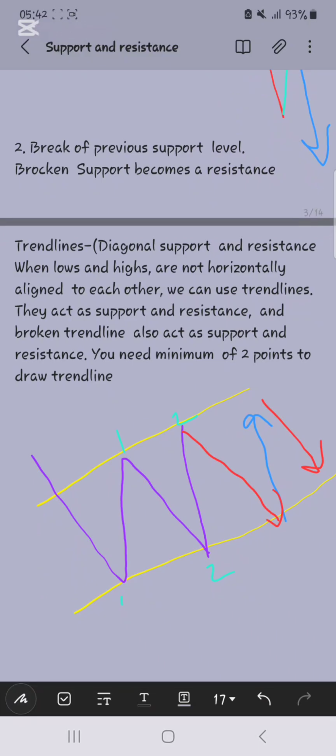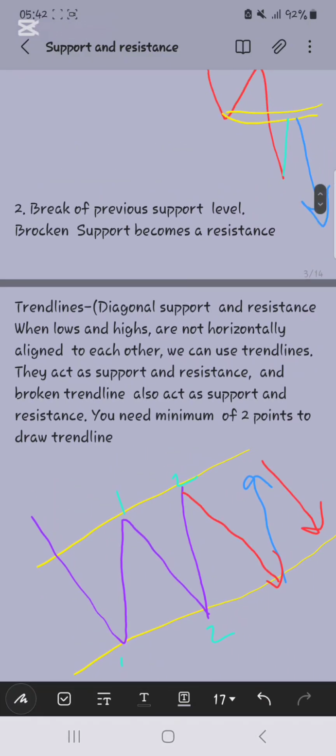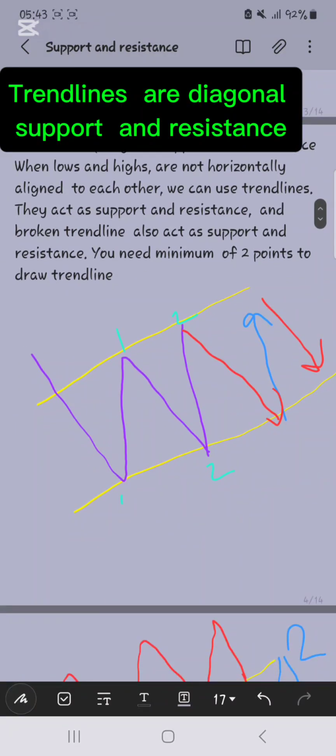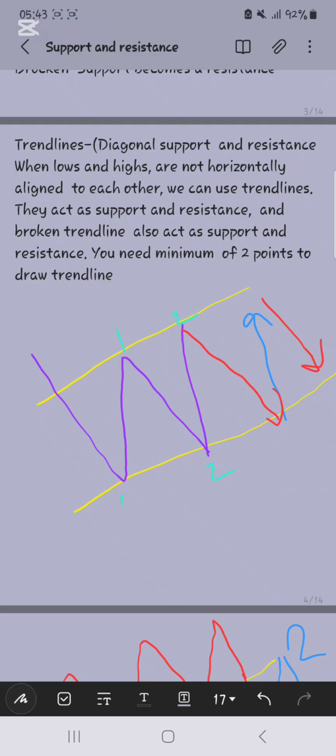But of course, support and resistance isn't enough to trade the market. You won't get as many entries as you'd want, and you won't be able to confirm some things. That's when trend lines come into play. Trend lines are just our diagonal support and resistance. This is the same thing as we were talking about with support and resistance.